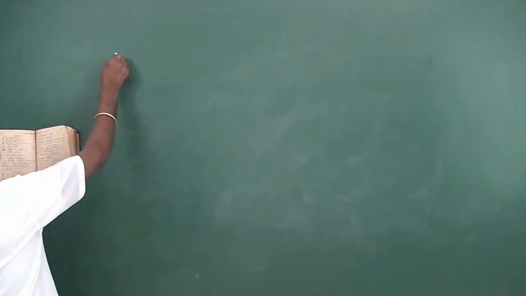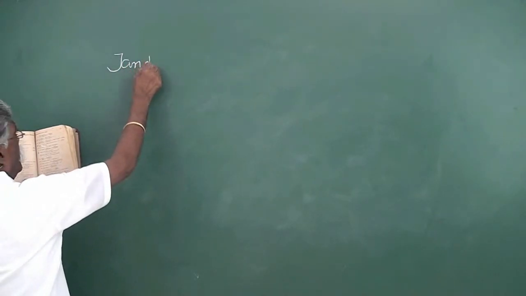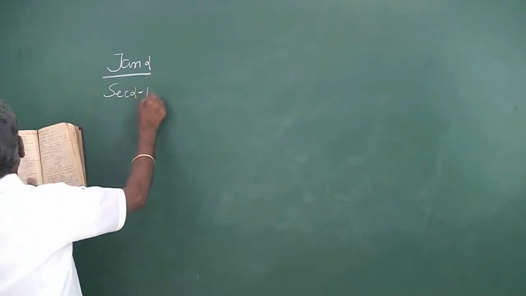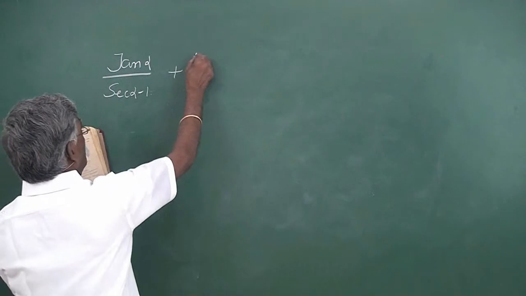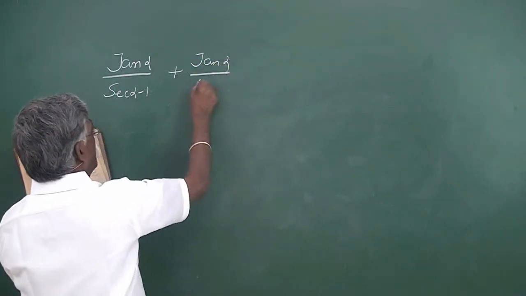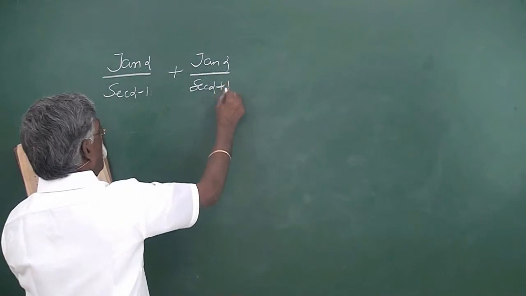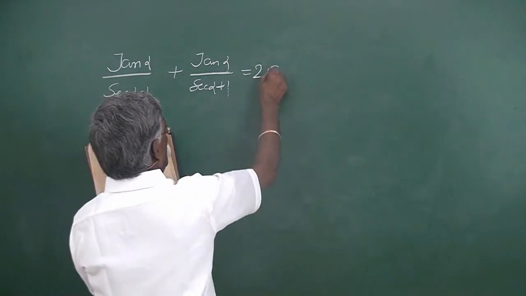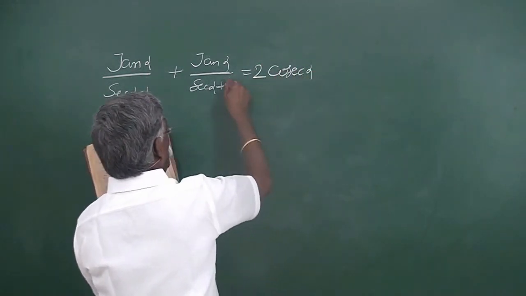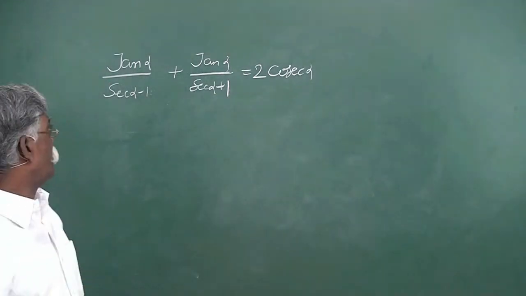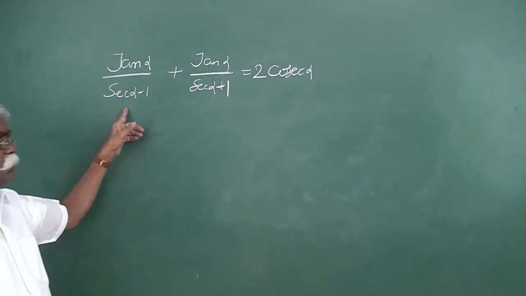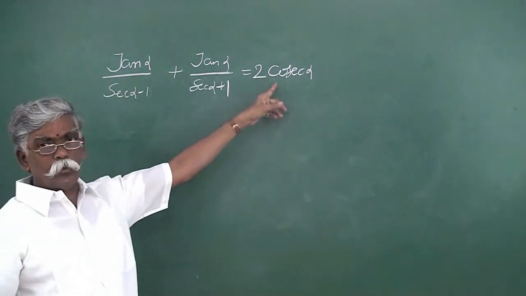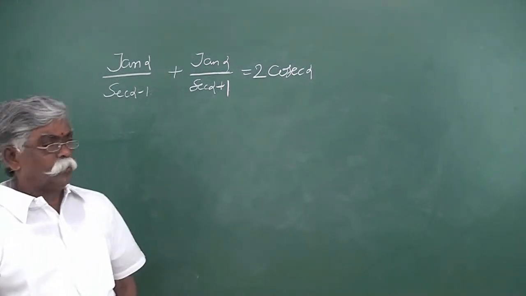Coming to the next problem, we have to prove that tan alpha by secant alpha minus 1 plus tan alpha by secant alpha plus 1 is equal to 2 cosecant alpha. So, the given problem is tan alpha by secant alpha minus 1 plus tan alpha by secant alpha plus 1, and it is equal to 2 cosecant alpha, which we are asked to prove.